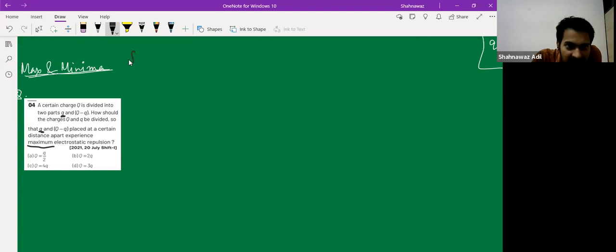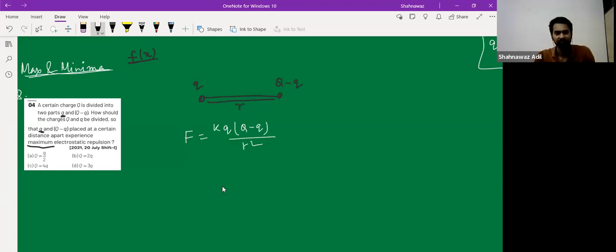So in that diagram, f was the function of x, right? So in this diagram, Q is the function, right? And we know what the force F is. These are the two charges, right? This is Q and this is Q minus Q, right? The separation is R. So we already know what F is. F is K times Q and Q minus Q by R squared. Right, guys? And we have to find the maximum.